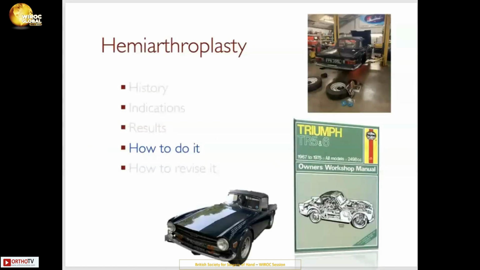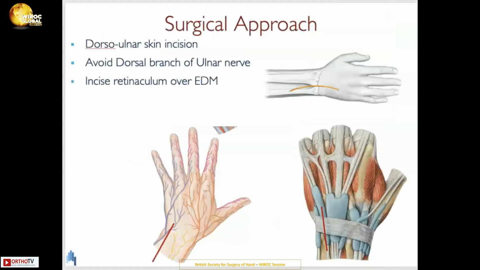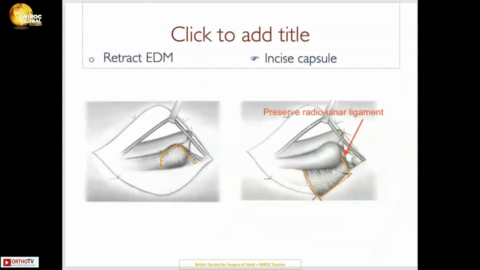Now, how do you do a hemiarthroplasty? Well, here's the workshop manual for you. The surgical approach is important. You have to go over the back, and over the back is the dorsal branch of the ulnar nerve. Beware, you can cripple someone's life if you damage that nerve. Take huge care not to damage it, please. You incise the retinaculum over EDM, just here. That's the way into the DRUJ, through the base of EDM.